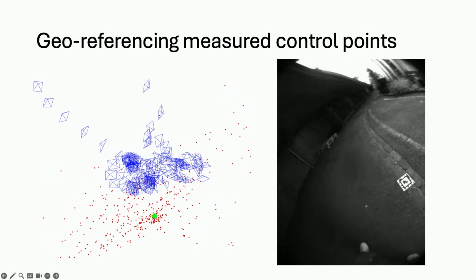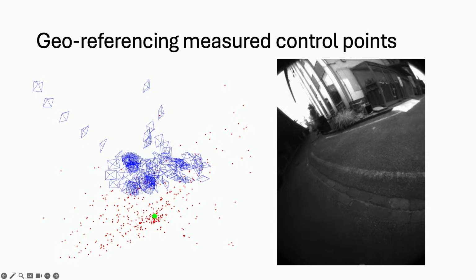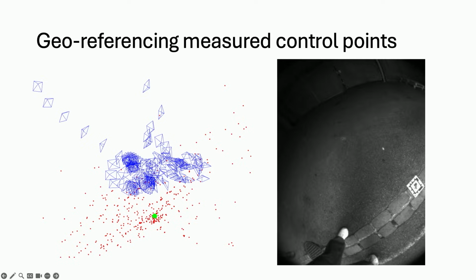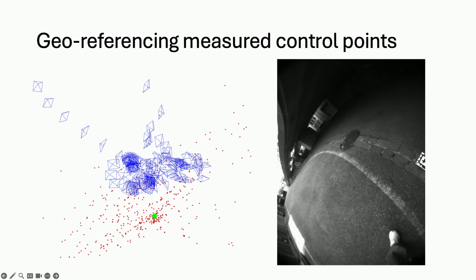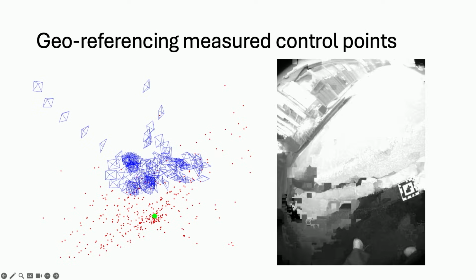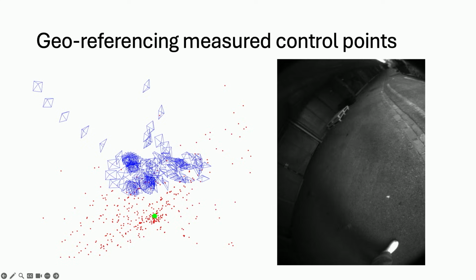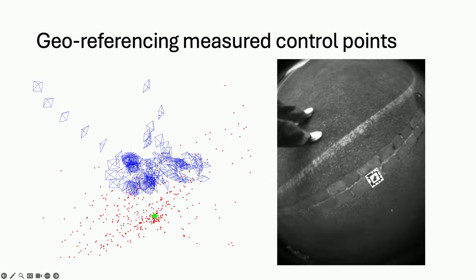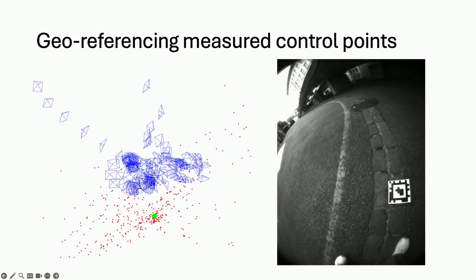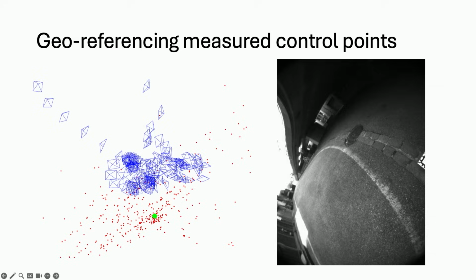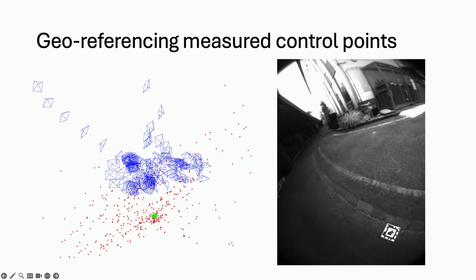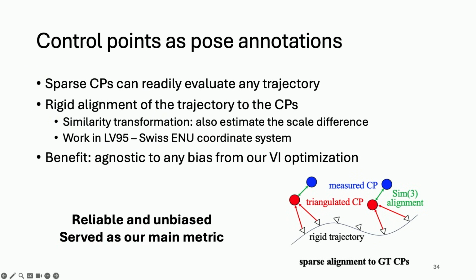Here is an example. We found a control point, placed a tag on top of it, and viewed it from different angles. With all these viewing images, we successfully triangulate the control points and use them to georeference the whole trajectory easily. We can also inversely use the control points to evaluate the trajectories, as I'm going to talk about here. All these sparse control points can already readily evaluate any trajectory.